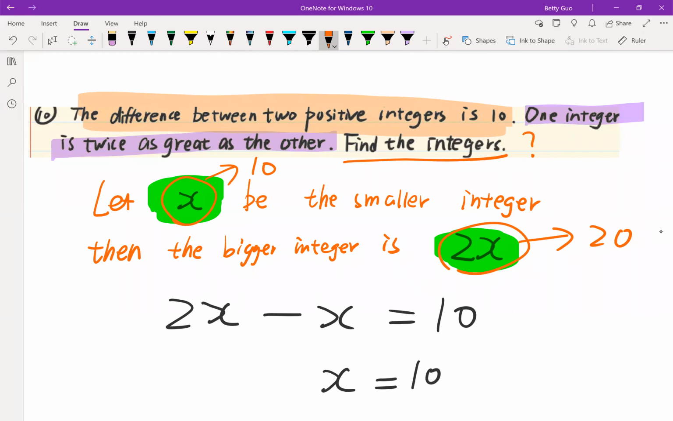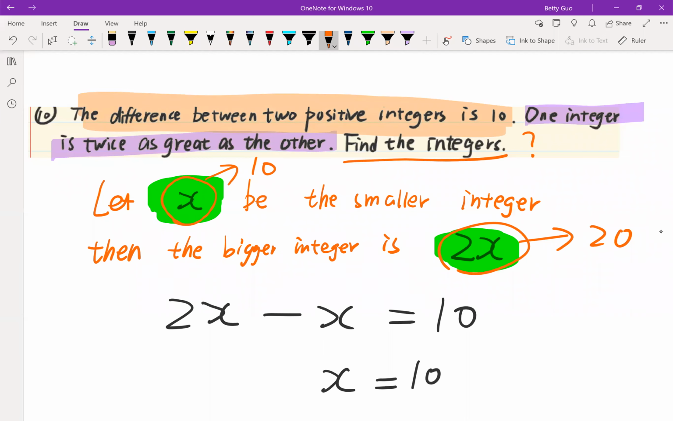So you're going to look at A, B, C, D and choose the one saying the two integers are 10 and 20. And how do you check if your result is correct? You bring the result into the original problem. The difference between the two numbers is 10. 20 minus 10 is 10. One integer is twice as great as the other. 20 is twice of 10.